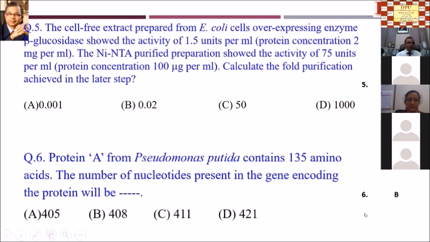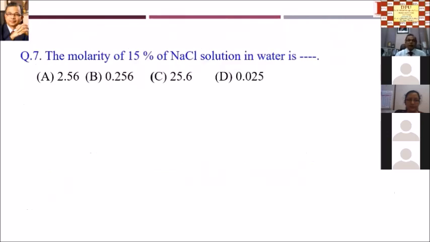I cannot go on analyzing all the questions because I don't have time, but I just gave some examples of how one can go ahead with choosing the correct options in the examinations. Here is a calculation again. The molarity of 15% sodium chloride is very easy. You have to convert the total amount present in a solution and align it with the molarity calculation based on the molecular weight. So it is 2.56.